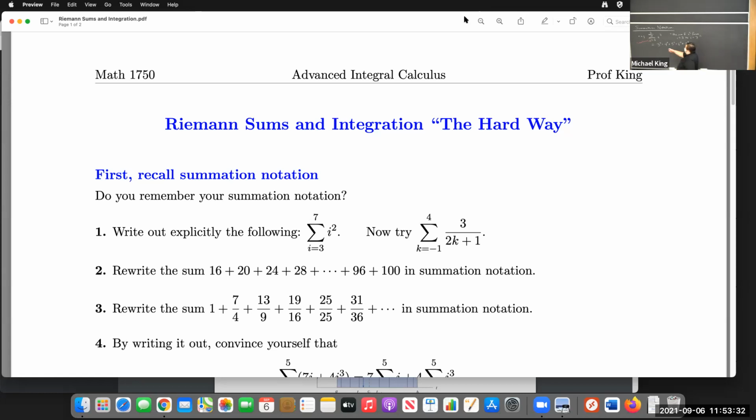You can start and stop anywhere, sometimes if it's convenient, although the increment's always by 1. So if I wanted 3.5 squared, 4.5 squared, I could do something different. And I'll talk about that. We'll see that it'll come up naturally in Riemann sums.